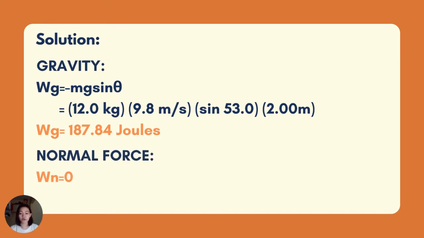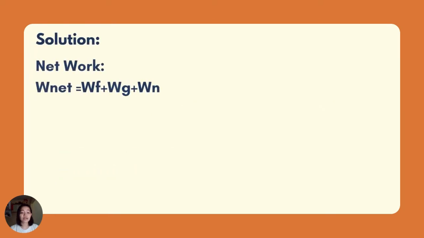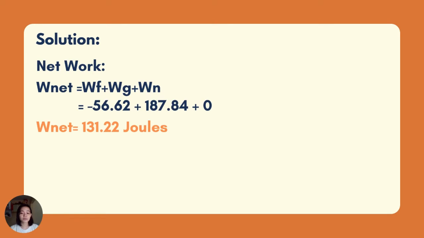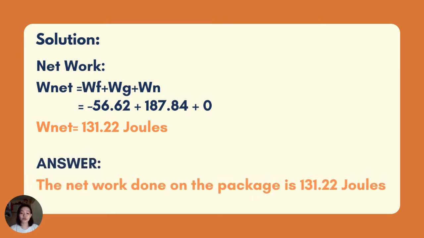Lastly, the work done by the normal force is automatically equal to 0 since the normal force is perpendicular to the displacement. Now that we have the values of work done by friction, gravity, and normal force, we can now find the total net work done on the package. So W net is equal to the total sum of the values of work done by friction, gravity, and normal force. We input our given, and now we have 131.22 joules as our answer. Finally, we have the answer for our first problem. The net work done on the package is 131.22 joules.